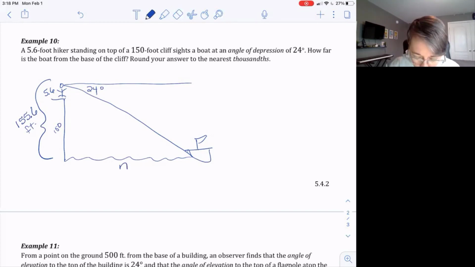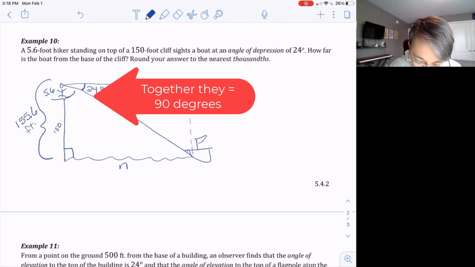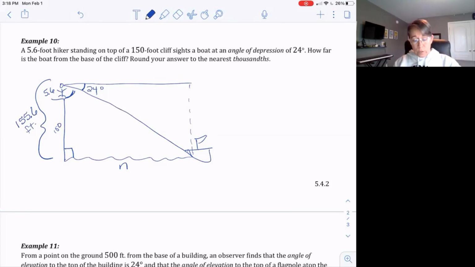Label that in. Well, we've got a right triangle here. So notice which sides we're looking at. We have a 24 degree angle here, but that's outside the right triangle. We can use this triangle if we want, or we know that together those are complementary angles. They add up to 90. So if this angle's 24, this angle here should be 66. You should add to 90 degrees.